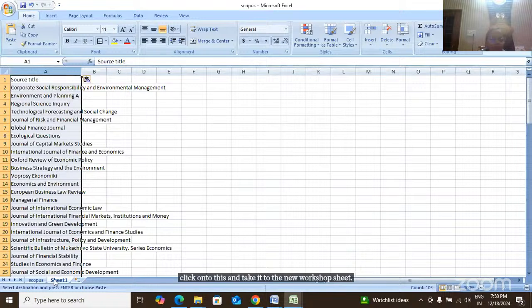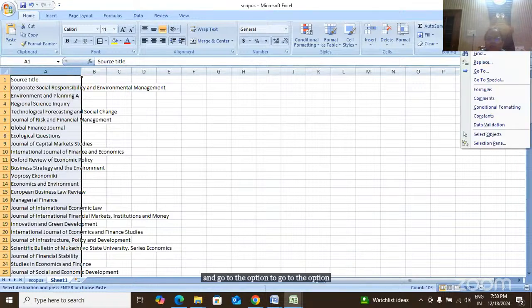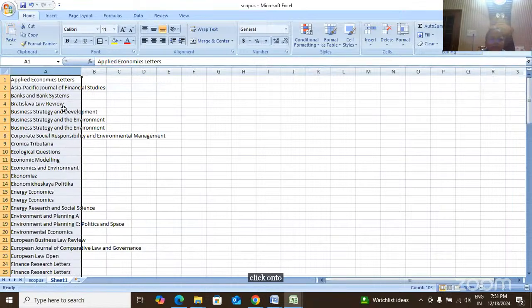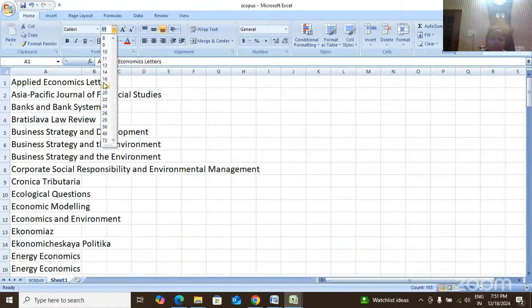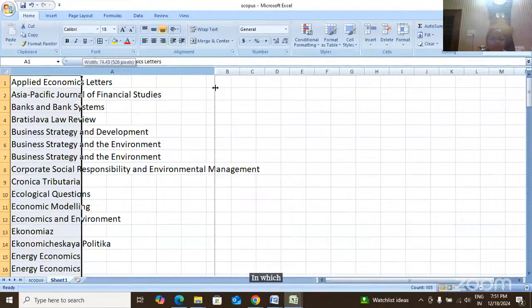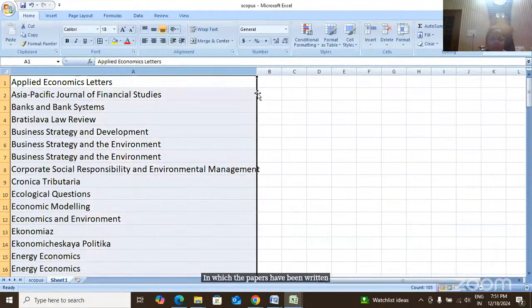Keep it here and go to the option sort. Sort A to Z. Click on this. Now you can see the journals in which the papers have been written with respect to this topic. So you can see the names of the journals from here.